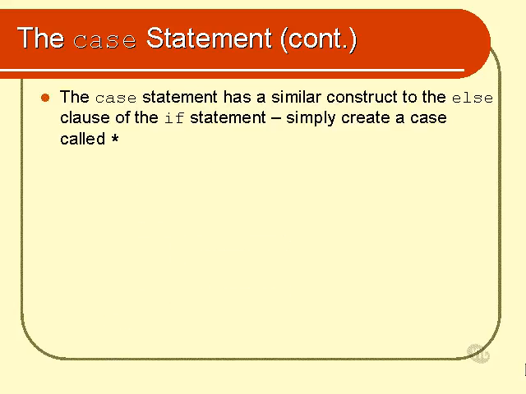So this is somewhat similar to the else clause of the if statement. When you want to have a piece of code that is run if the value of the variable that you're matching doesn't match any of the above cases. In that circumstance, you simply create a case called asterisk or star. It looks like this.